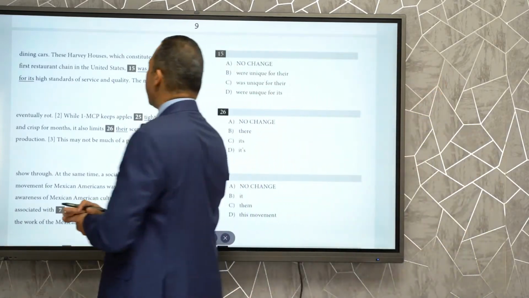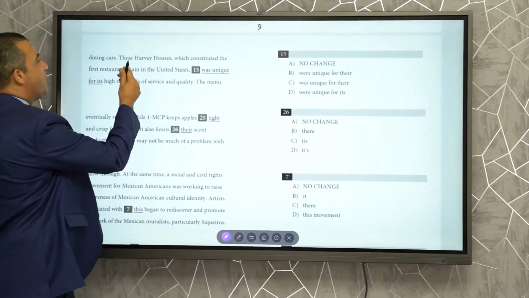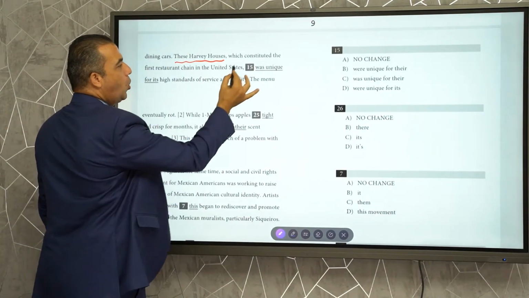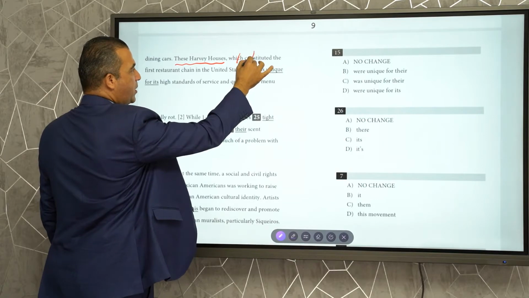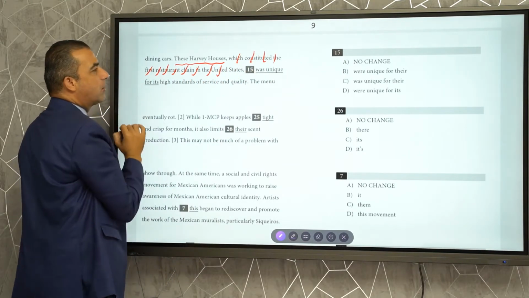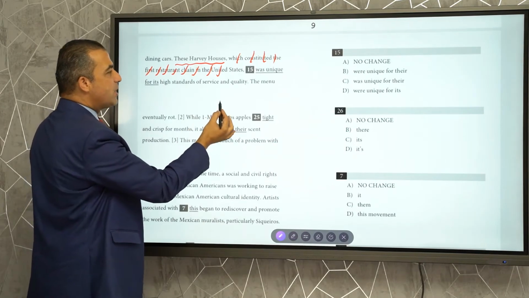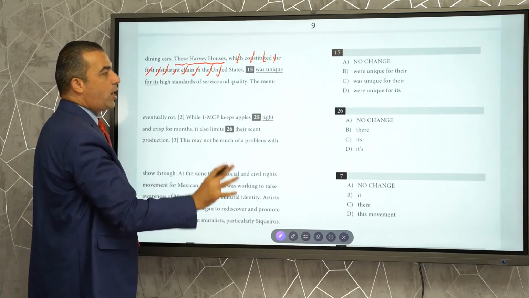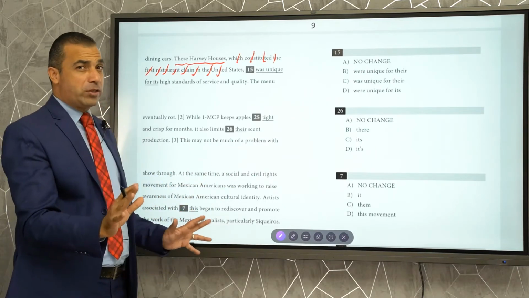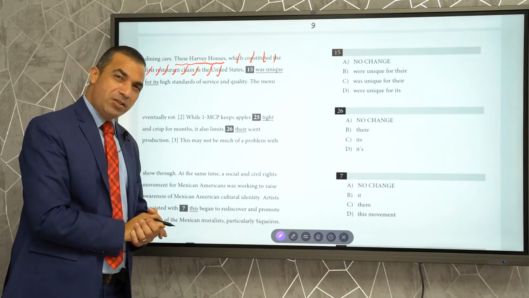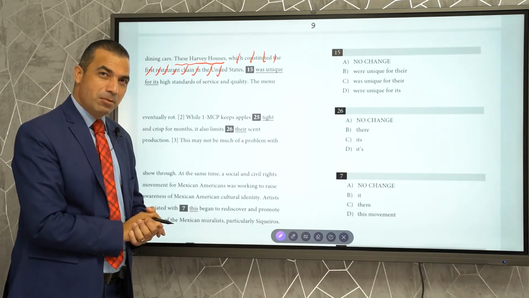Okay, when I say these Harvey houses was, we can of course cross out what is between the two commas. Okay, these Harvey houses was unique for its high standards of service and quality. Okay, of course, you eliminated two answers. Which answers did you eliminate?